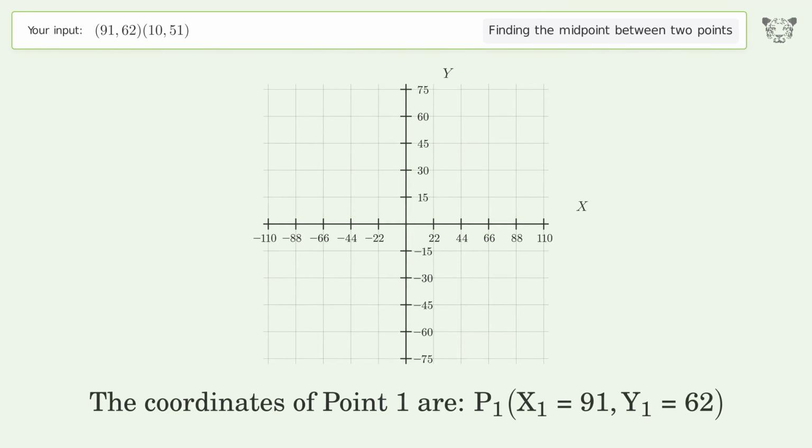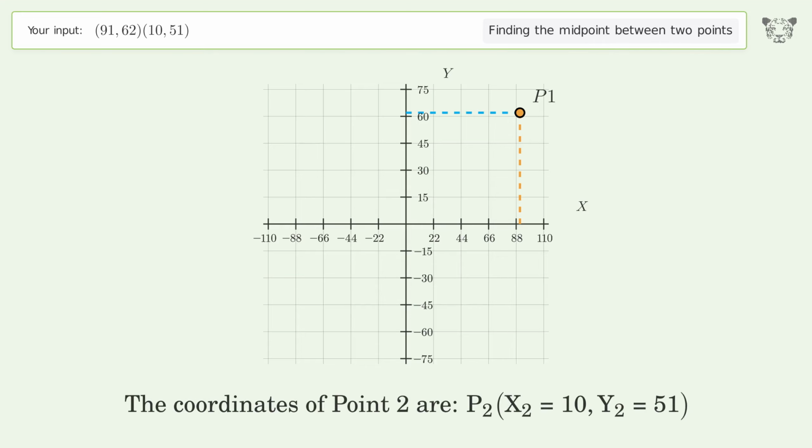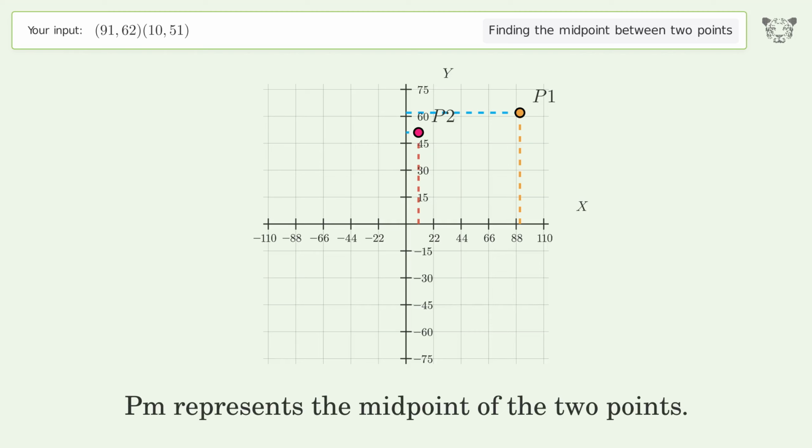The coordinates of point 1 are, x1 equals 91, y1 equals 62. The coordinates of point 2 are, x2 equals 10, y2 equals 51. PM represents the midpoint of the 2 points.